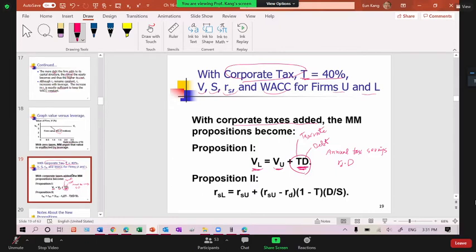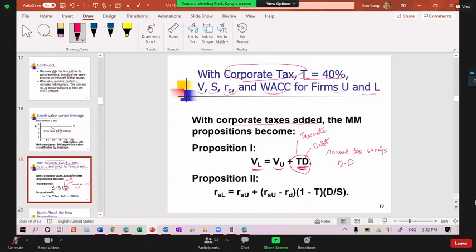You guys are so silent, so I just want to have some interaction. What is RD times D? Interest times debt. Yeah, but what is that? Payment. Yes, that is interest payment. RD is the interest rate, D is debt. Debt times interest rate is the interest payment, and that's tax deductible.